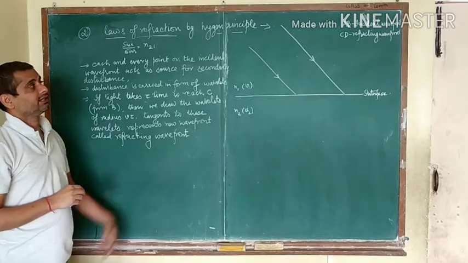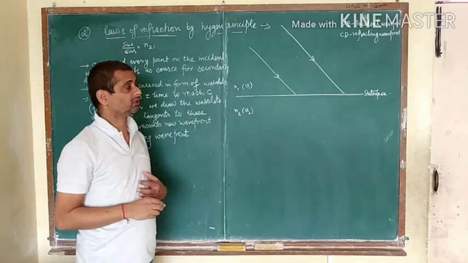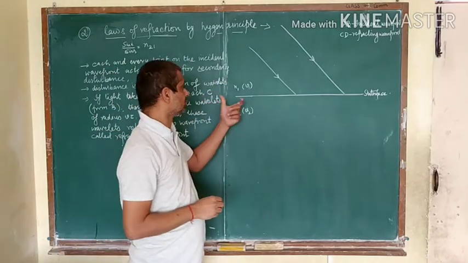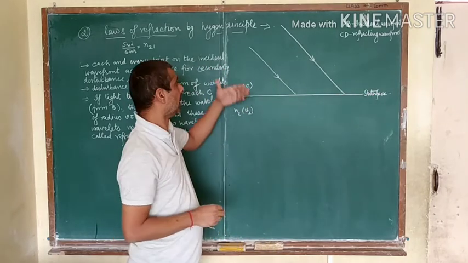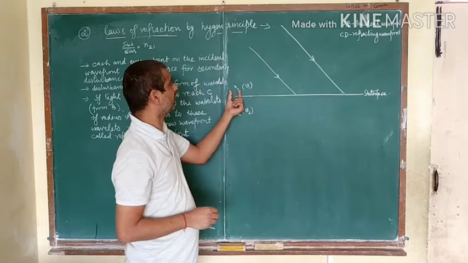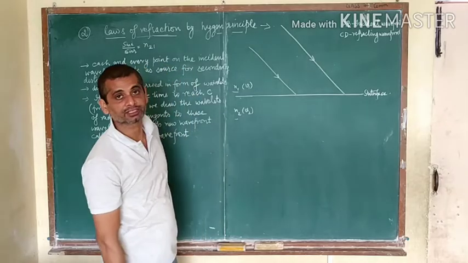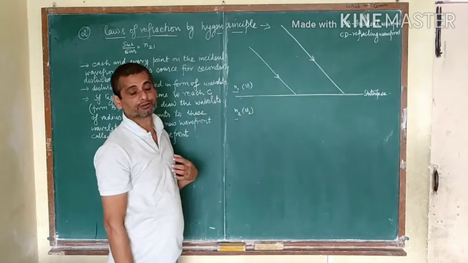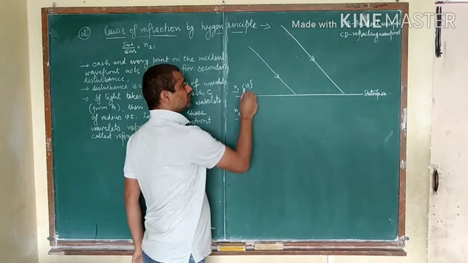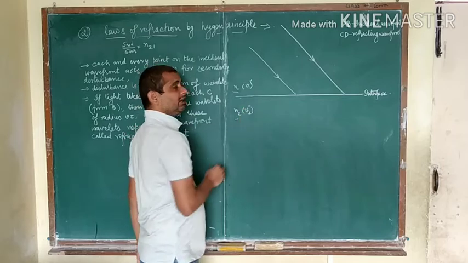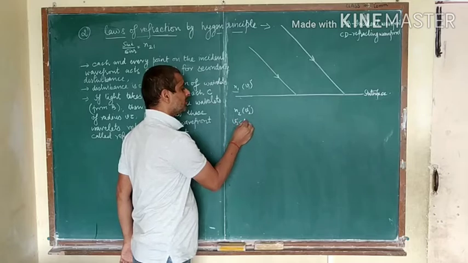Now, to understand the laws of refraction by Huygens principle, I have drawn this diagram. So this is our interface. It's a line which separates the two mediums. I take this as your first medium having a refractive index n1, and this is your second medium having a refractive index n2. Since both are different mediums, their velocities will also be different. So I take this velocity as v1 and this velocity as v2. I suppose that the velocity v2 is less as compared to v1.